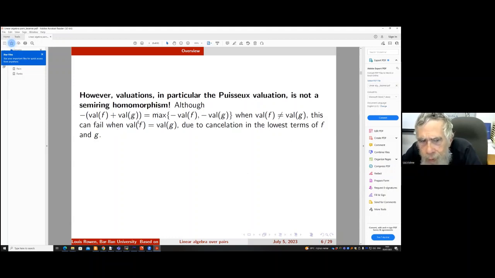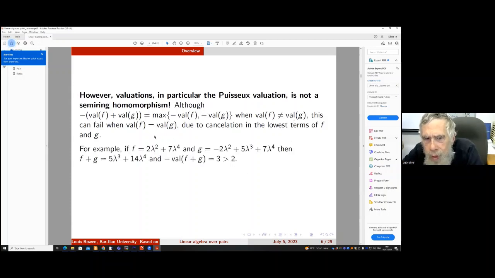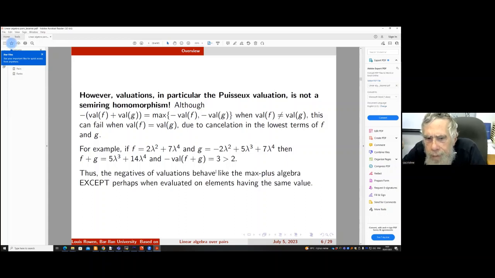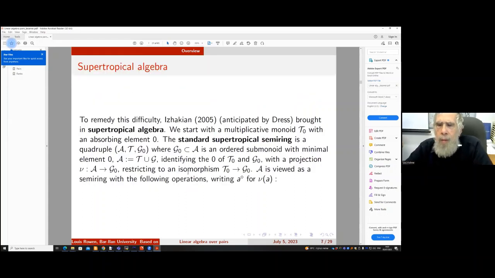The valuation, of course, is the maximum when the valuation of f is not equal to the valuation of g. But when the valuation of f is equal to the valuation of g, then you lose the leading term at times. So we needed a substitution for viewing the valuation as a homomorphism of semirings.